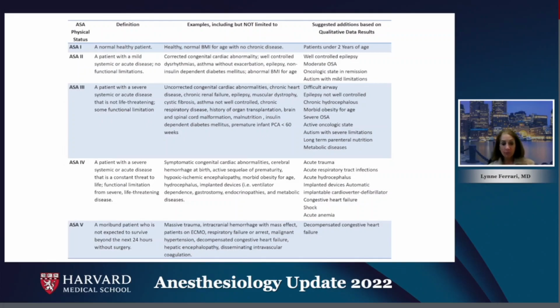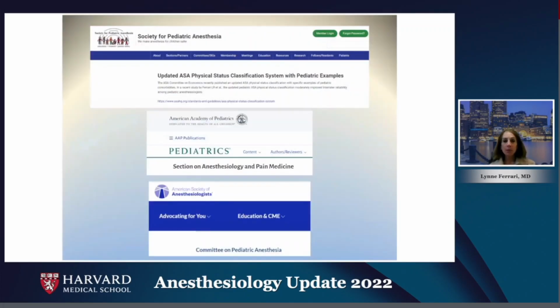So we further refined the elements of those definitions. And then, of course, we went to all of the organizations and leadership of the pediatric anesthesia community to vet this. So the most recent updated definitions were provided to the leadership of the Society for Pediatric Anesthesia, who approved them, the American Academy of Pediatrics section on anesthesia, who also approved them, and the Committee on Pediatric Anesthesia within the ASA, before we actually proposed that these would be officially adopted.